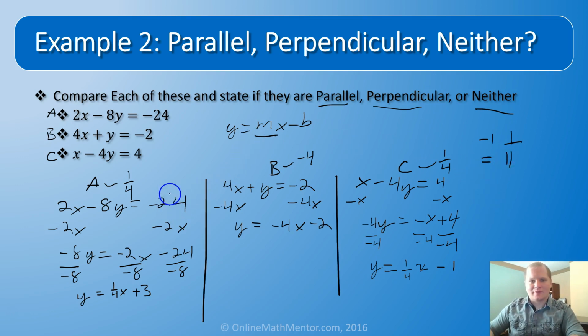So from that, we can see that A and C have the same slope, so those are definitely parallel. And for B, if you do -4 times 1/4, that results in -1, so B is perpendicular to C and A. And that's your answer.